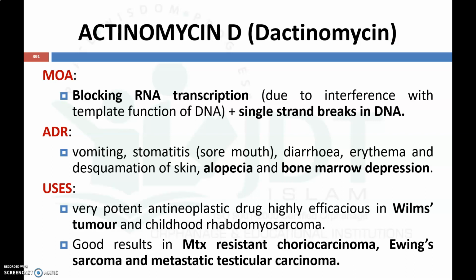The first antibiotic is actinomycin, also known as dactinomycin, and it acts by blocking DNA transcription. This is the process of conversion of DNA to RNA, and the transcription blocking is due to interfering with the template function of DNA, as well as breaking single stranded DNA. Now these mainly cause adverse effects like vomiting, stomatitis or sore throat, diarrhea, erythema and desquamation of the skin, alopecia and bone marrow depression.